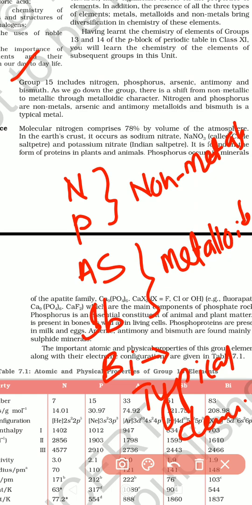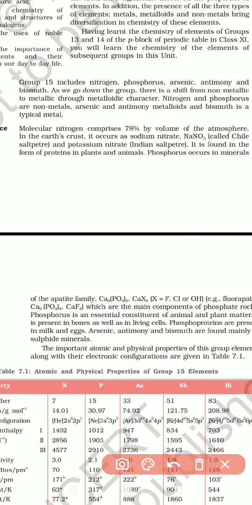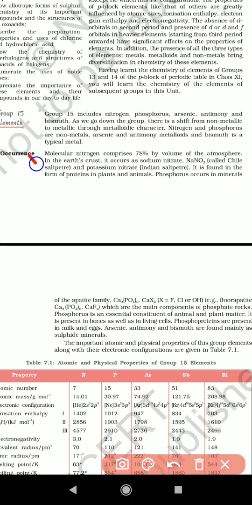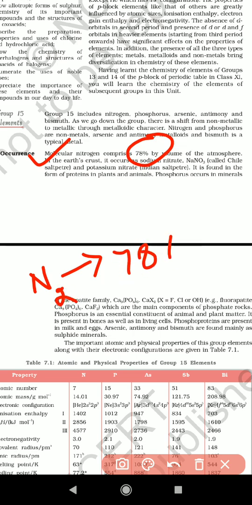Next, we are going to see the occurrences. What are the major occurrences? Just look here. Molecular nitrogen comprises 78% by volume of the atmosphere. So from the atmosphere, 78% nitrogen is available. Air is made up of 78% nitrogen.